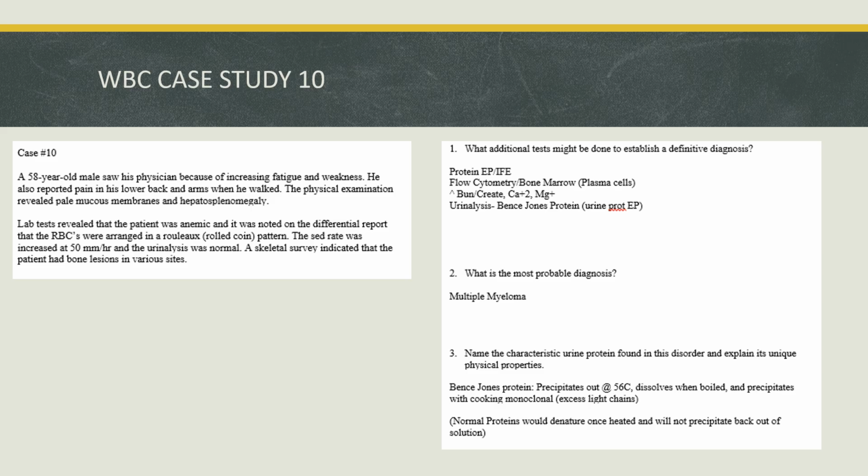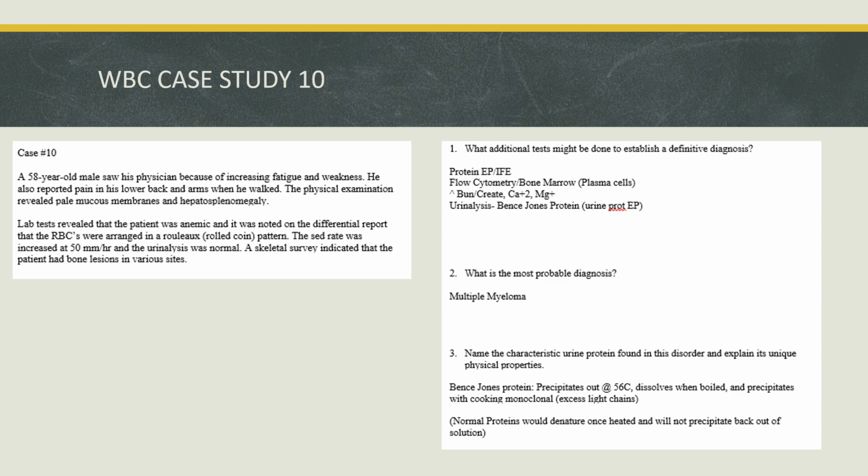Okay, we are getting to the end of the game. This is case study number 10. A 58-year-old male saw his physician because of increasing fatigue. He reported pain in his lower back and arms when he walked. The physical examination revealed pale mucous membranes and hepatosplenomegaly.